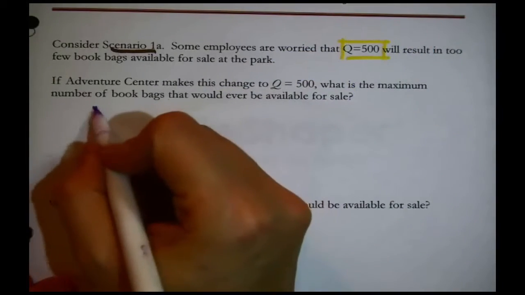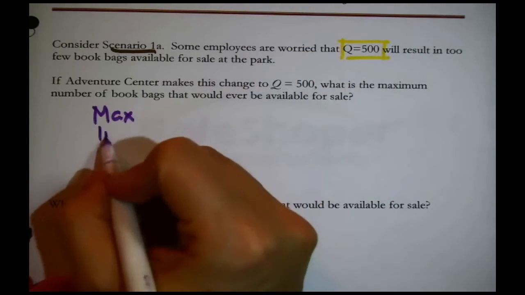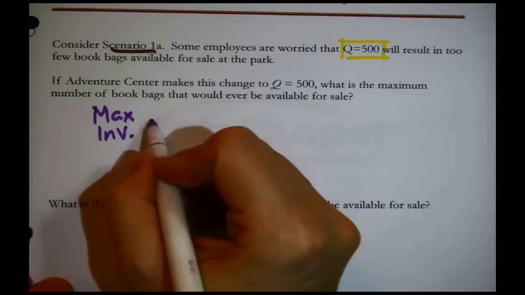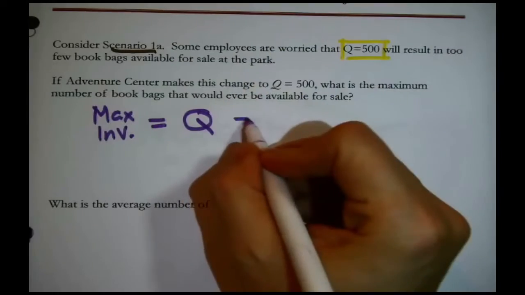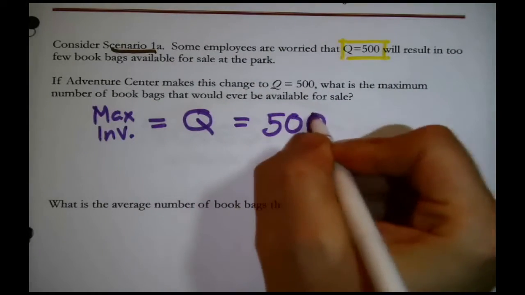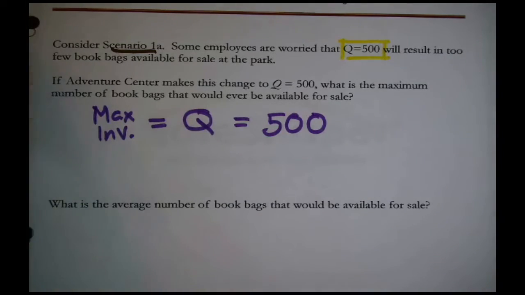Now, taking you back, scenario 1A, Adventure Center is ordering these book bags 1,000 at a time. We did some analysis and said they'd save money if they'd order them 500 at a time. Okay, fine. If they order them 500 at a time, what is the absolute most that there would ever be in inventory? In this situation, max inventory couldn't be easier. It's just the size of the order. Oh, so the answer was actually given to us at the beginning. It is 500.